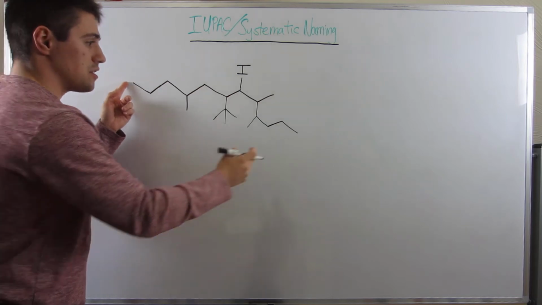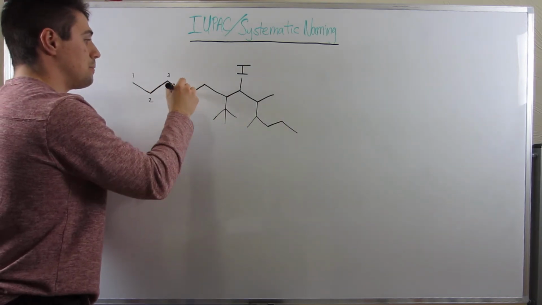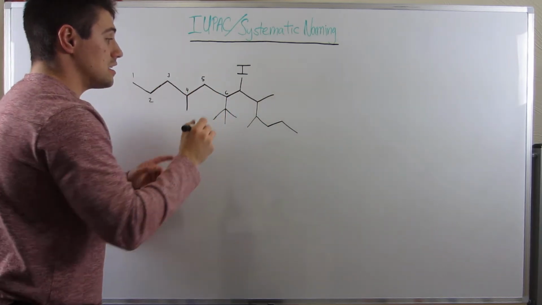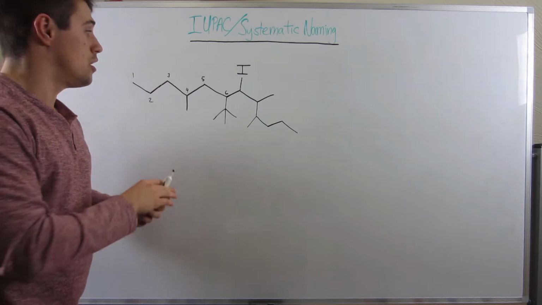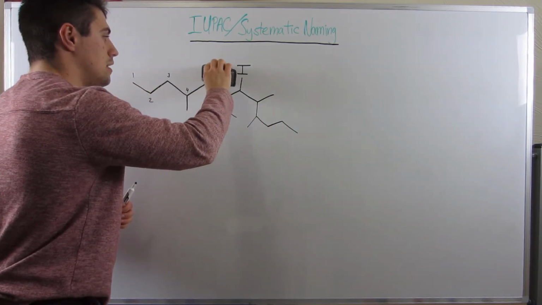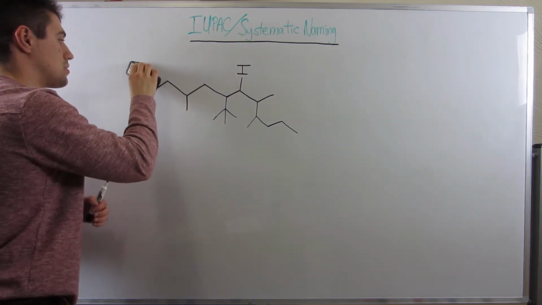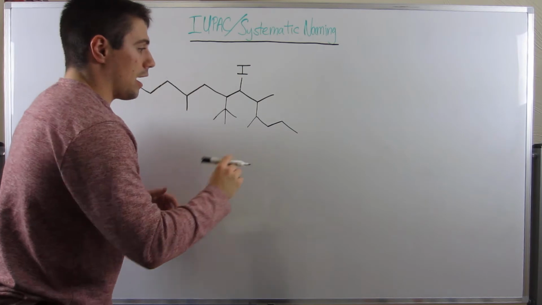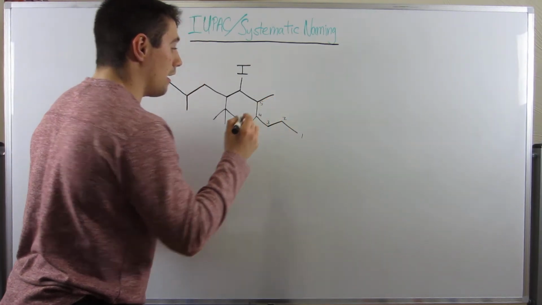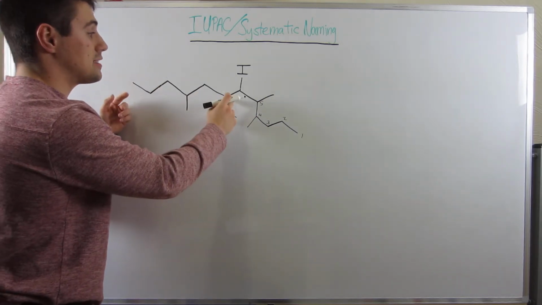So if we go from left to right, I would be numbering 1, 2, 3, 4 is where we hit our first branch, 5, 6. 6 is where we hit the second branch going from left to right. Let me erase this real quick. Now let's look at the alternative, because we want to assign our branches the lowest numbers possible. Okay, so 1, 2, 3, 4, 5.